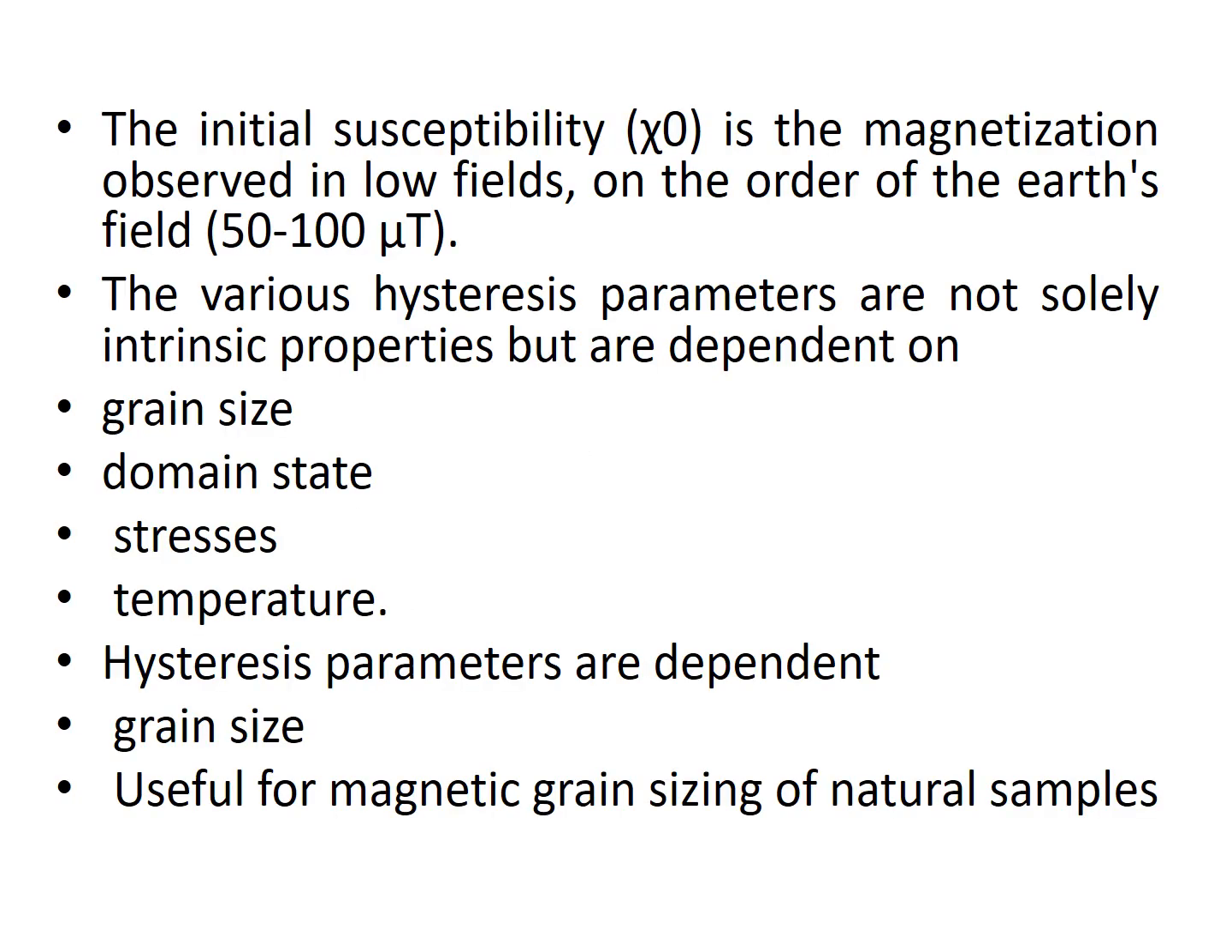The initial susceptibility, that is chi 0, is the magnetization observed in low fields on the order of the Earth's field, that is from 50 to 100 microtesla. The various hysteresis parameters are not solely intrinsic properties but are dependent on grain size, domain state, stresses, and temperature. Because hysteresis parameters are dependent on grain size, they are useful for magnetic grain sizing of natural samples.